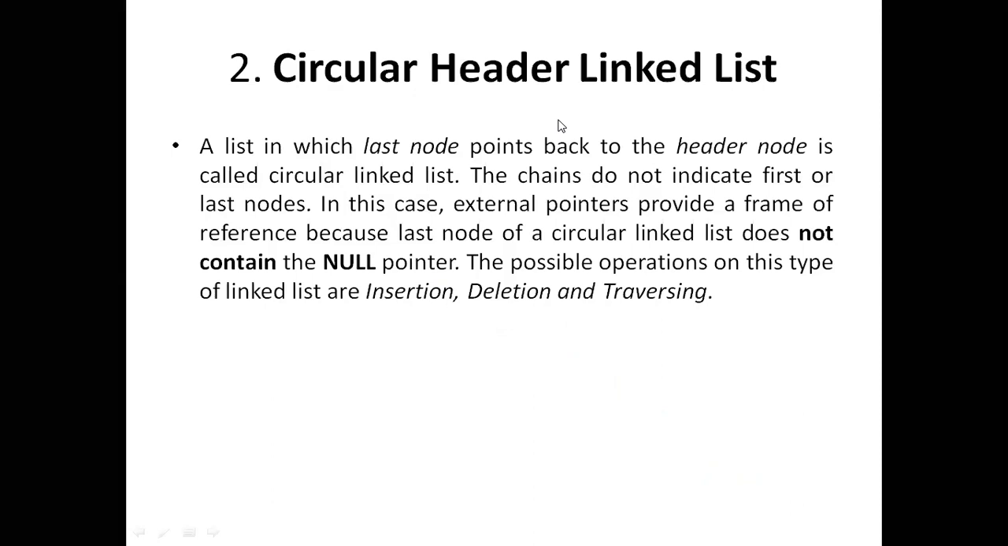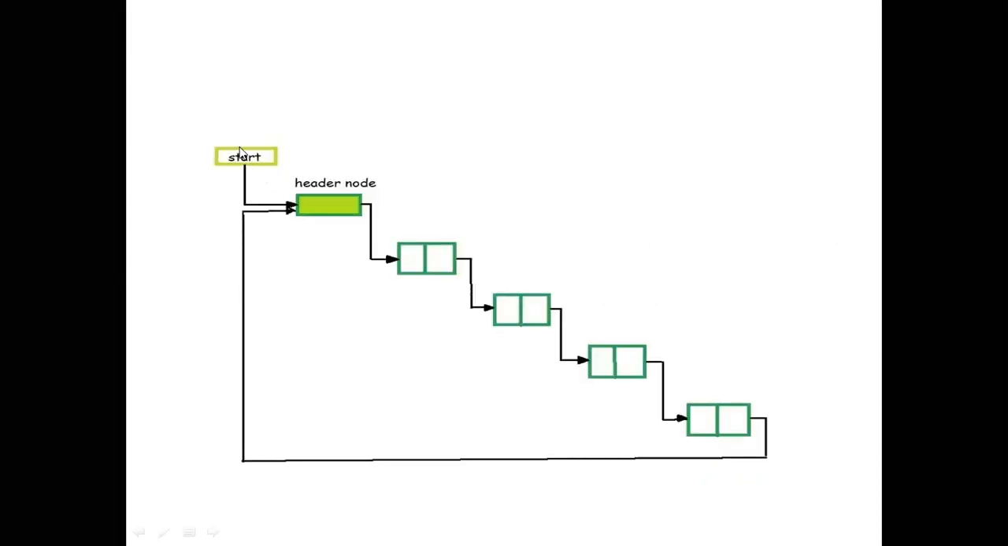Another one is the circular header linked list. Already you know circular linked list, so this is easy. Instead of putting the null pointer in the last node, it has to point to the first node. You see here? Header, not first node, header node, because now the header node is the first node. Okay, this is about the header linked list. This is very easy.